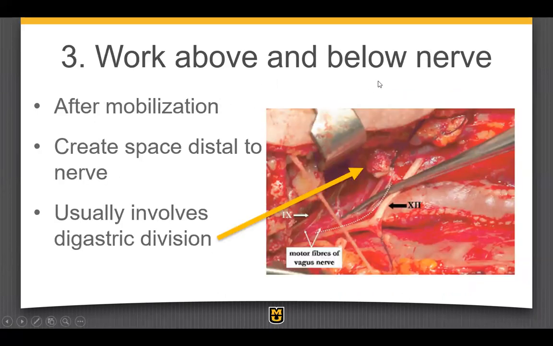So working above and below the nerve. Typically, you're really going to just need to place your clamp above the distal endpoint, and your endarterectomy essentially mostly can be completed below cranial nerve 12. So if you create a space distal to the nerve, essentially in this space here, and work along these motor fibers of the vagus nerve, sweeping them away, you can clear yourself a small amount of room for the clamp and allow you to safely perform the endarterectomy below the nerve. This usually does involve ligating or dividing the digastric muscle, and that's usually of no consequence.